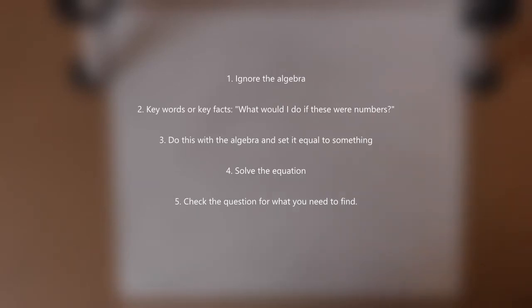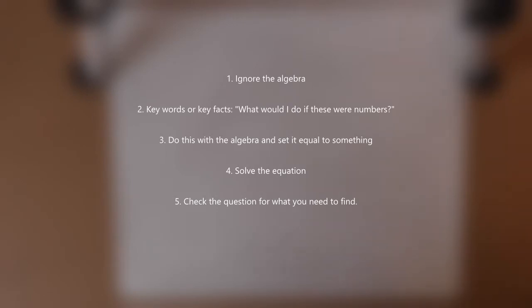Step 2, we can look for key words in the question or think about key facts that might help us. And we can ask ourselves, what would I do if there were numbers here? Actual numbers, not just letters representing them. Would I add stuff up? Would I times things together? Are there certain facts that I could apply that might be useful here? Which then brings us to step 3.